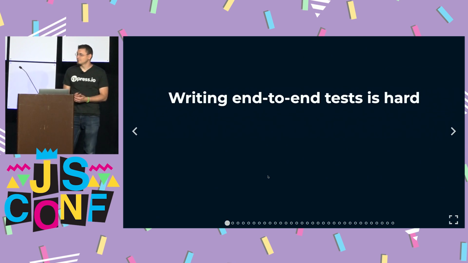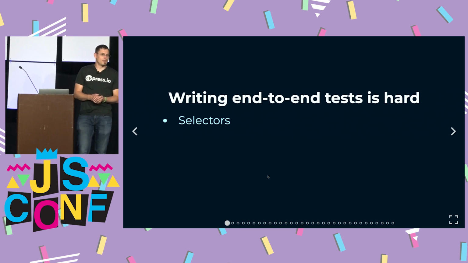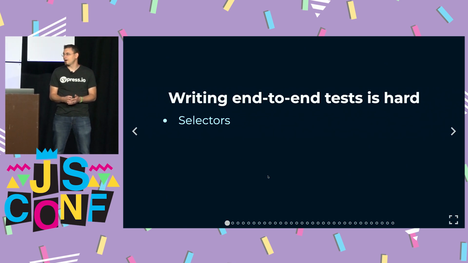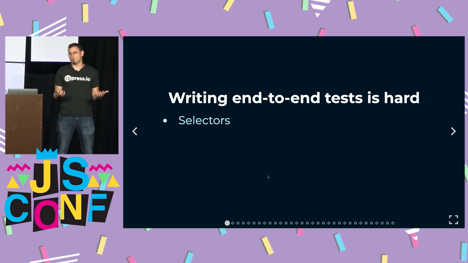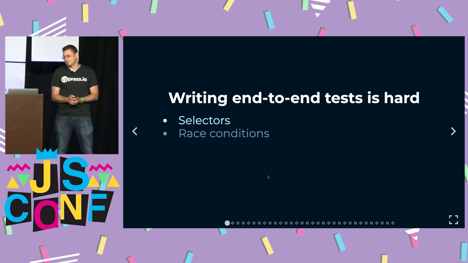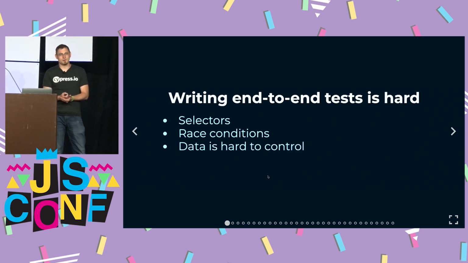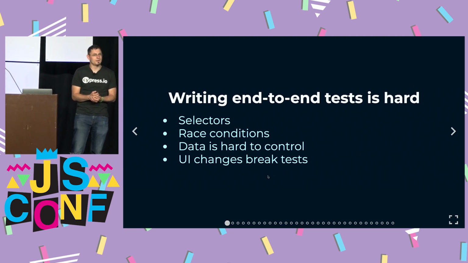I'm going to put a statement out there that writing end-to-end tests is hard. One thing is figuring out how to select something. There are all kinds of different things. Do you even control what they are going to be? Race conditions, both in your applications and also maybe in your test runner. Data can be hard to control. And also, UI changes tend to break tests.